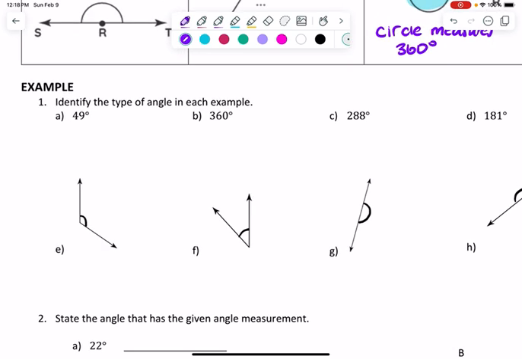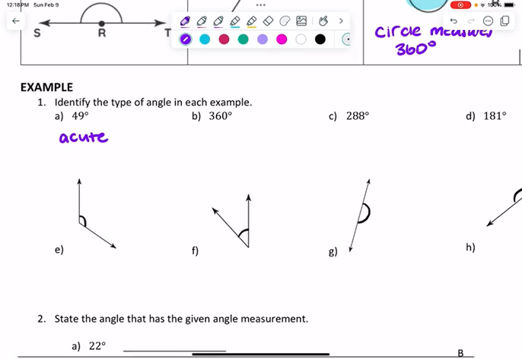Okay, welcome back. So when I take a look at this, I'm going through, I'm saying 49 degrees. Well, that's between 0 and 90, which makes it acute. 360, well, that's the last one we talked about. That one's a full rotation.